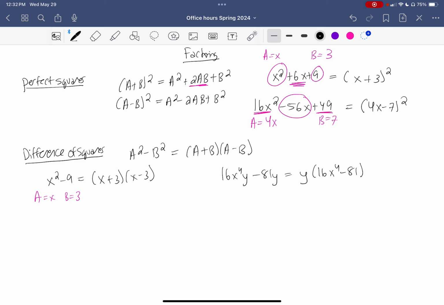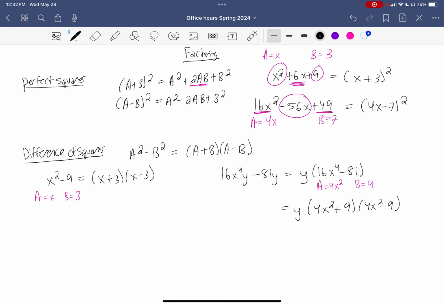It's going to stay right where it is for the rest of the problem. But I can factor it out and then basically ignore it. Now, the part that is left in the parentheses is, of course, a perfect square. A is 4x squared, b is 9. So what do I get? Well, I still have the y, and then I get a plus b and a minus b.